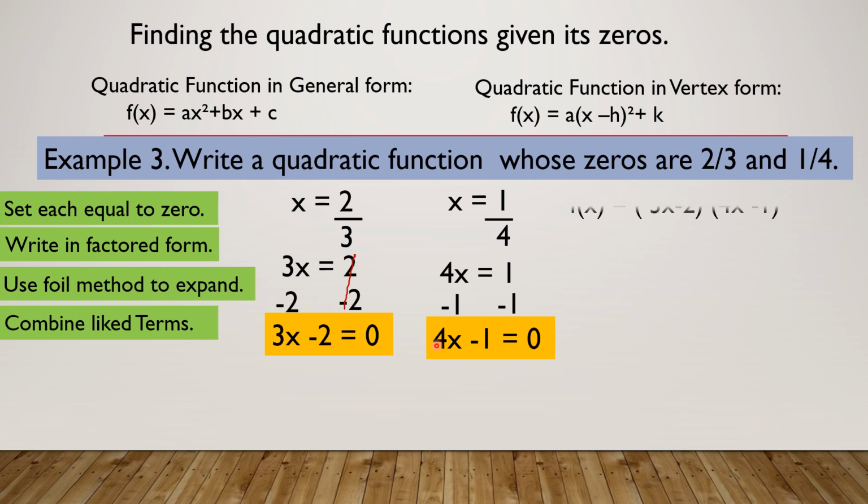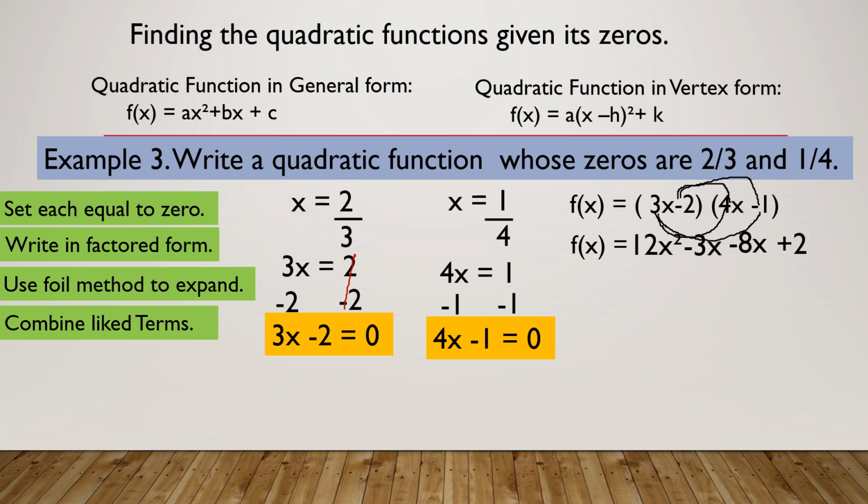And then, write in factored form, f of x is equal to the quantity 3x minus 2 times the quantity 4x minus 1. And then, FOIL method. So, copy muna natin yung f of x. 3x times 4x is equal to 12x squared. How about this one? 3x times negative 1, that is equal to negative 3x. Dito na tayo. Negative 2 times 4x, that is negative 8x. And the last one, negative 2 times negative 1, that is positive 2.